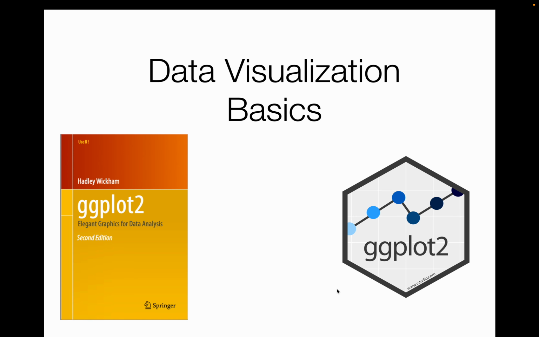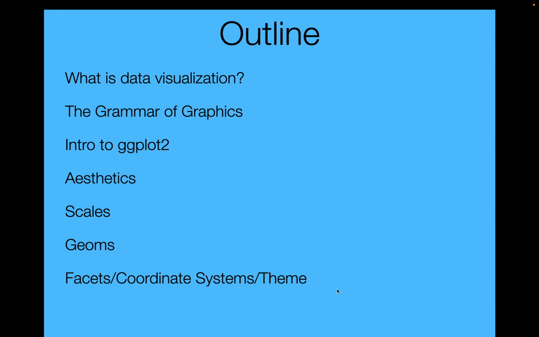Now, here's an outline of what we're going to go over. There's a lot. So what is data visualization? We're going to look at a particular theory about data visualization called the grammar of graphics. And then we're going to look at the implementation of the grammar of graphics in R, which is called ggplot2. There are important parts of the grammar of graphics: aesthetics, scales, geoms, and then other stuff: facets, coordinate systems, and themes.